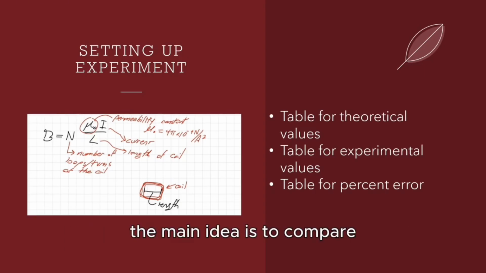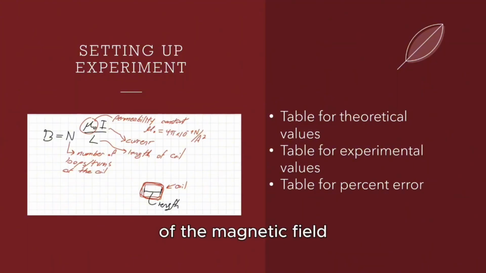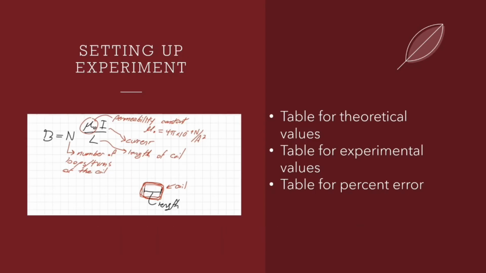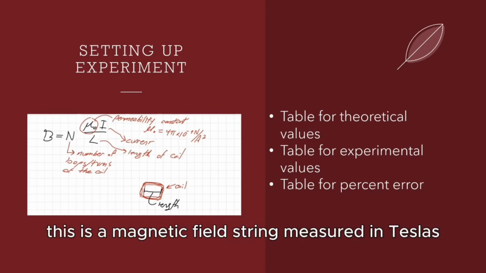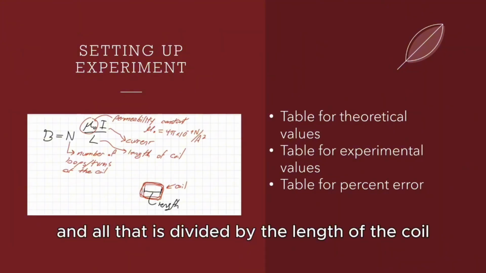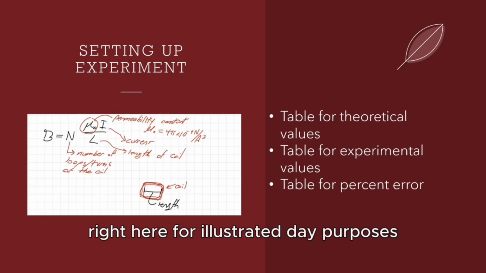The main idea is to compare both theoretical and experimental values of the magnetic field created in a coil of varying number of turns. As you can see, this is the formula that we will be using. This is the magnetic field strength measured in teslas. This is n, the number of loops or turns in this coil. This value over here, mu, is the permeability constant. This right here is current, and all of that is divided by the length of the coil, which basically is this length right here, for illustrative purposes.